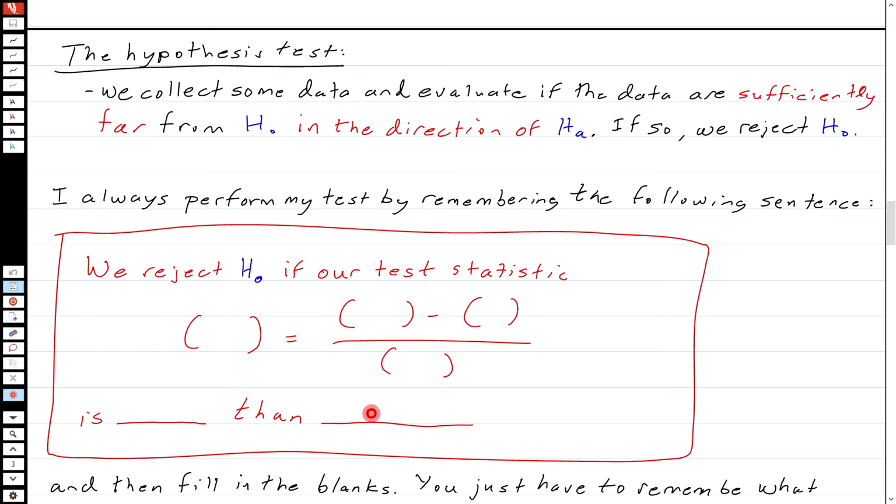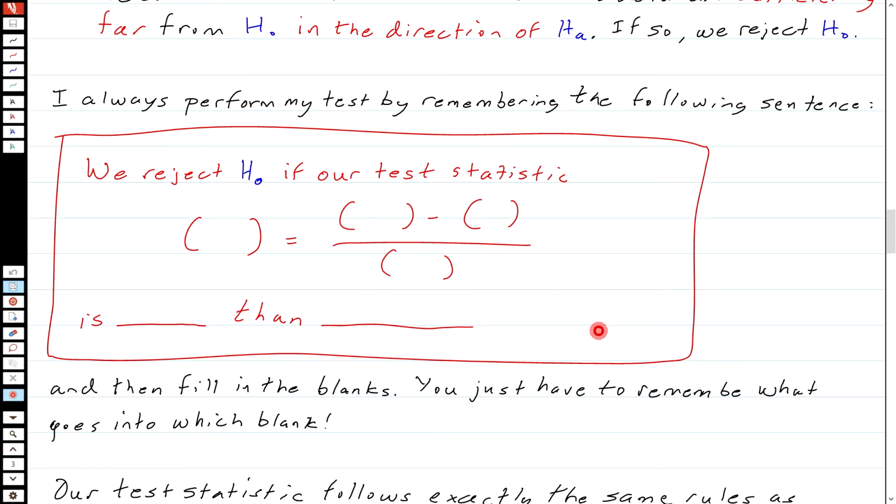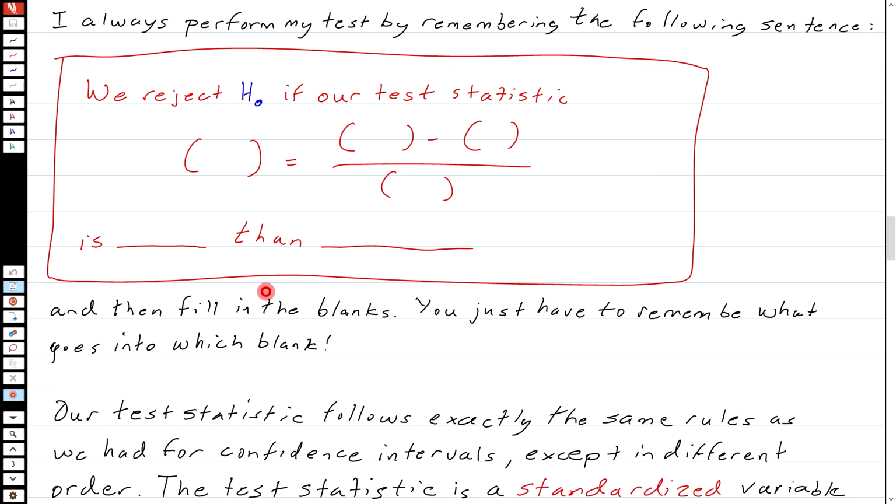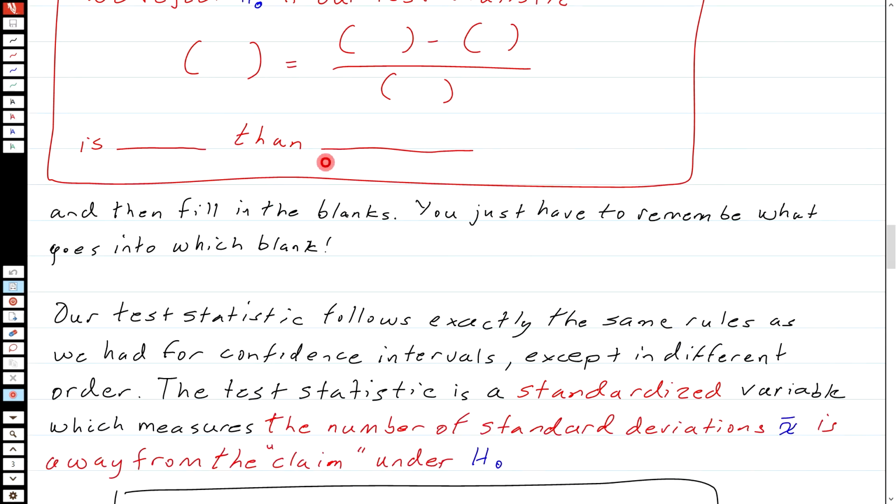So this is the rejection criterion for the test. We'll see more examples of this as we go along. And then, as I said, all we have to do now is fill in the blanks, and then we can make a decision based on this test.